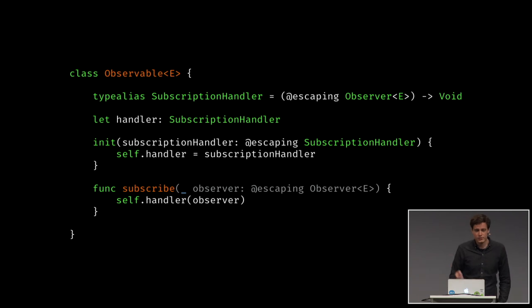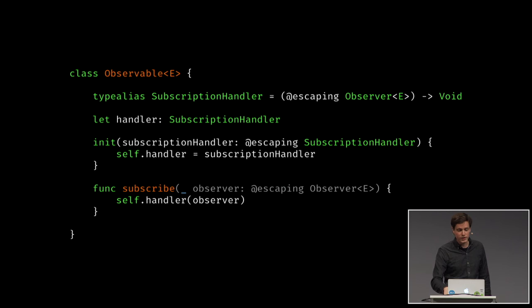So this is the observable type that we will be using for the most part of this talk. It has a subscription handler that you give when you initialize the observable, and it defines how the observable should react to a new observer. So the subscription handler takes an observer and can do something with it. And then when you subscribe, the new observer is given to the handler.